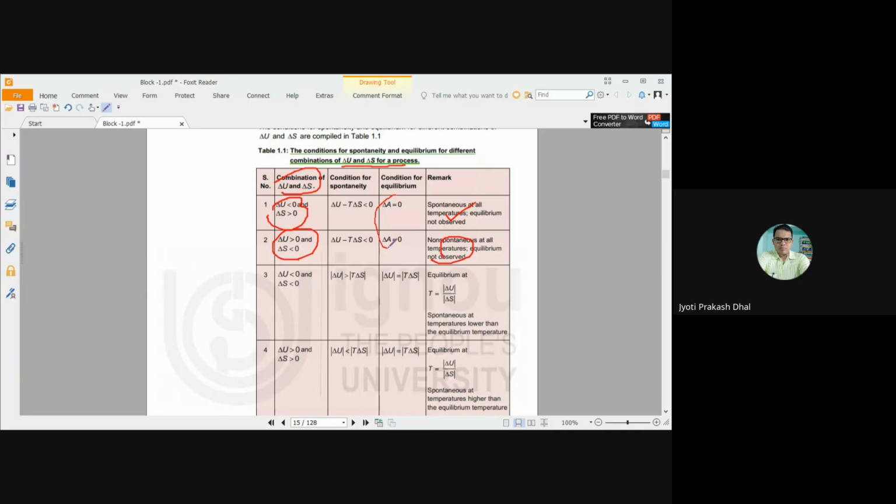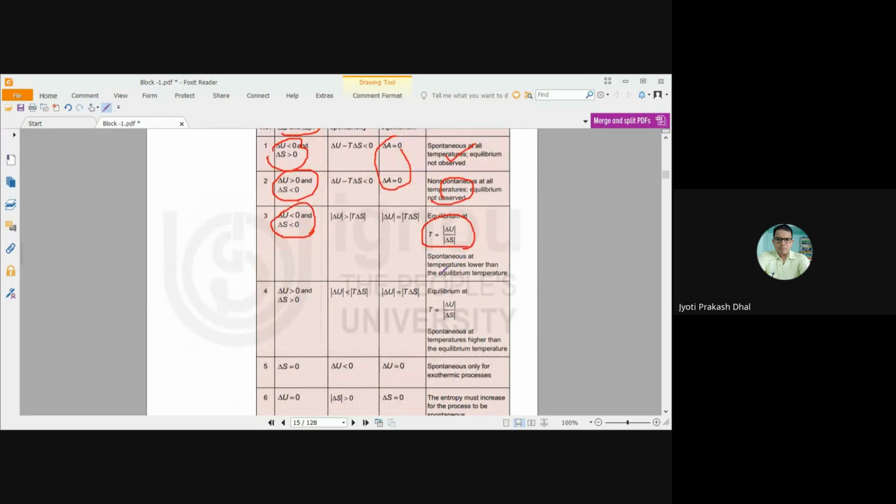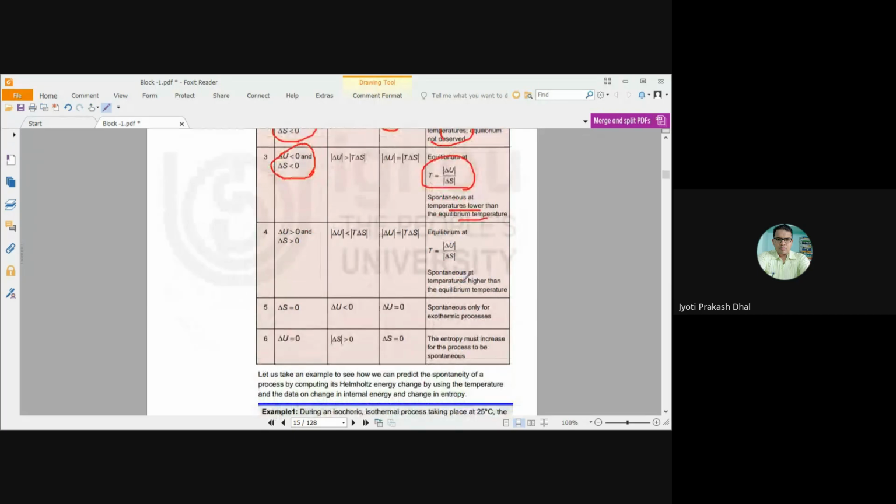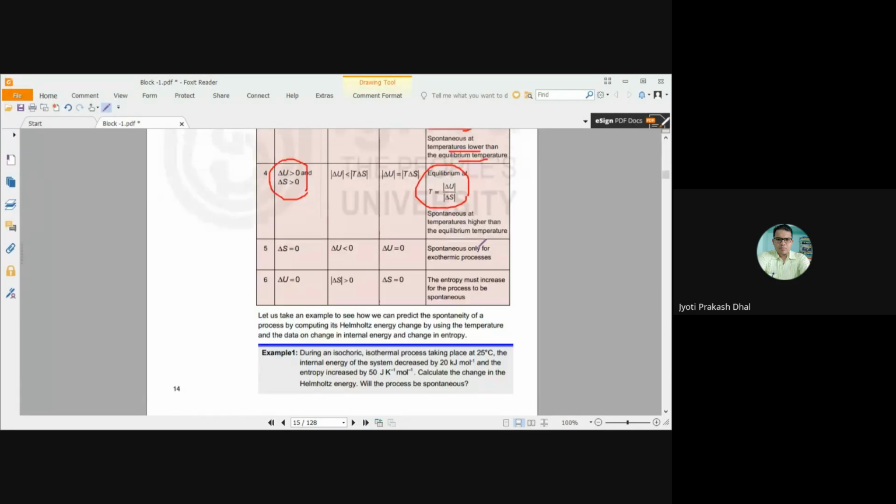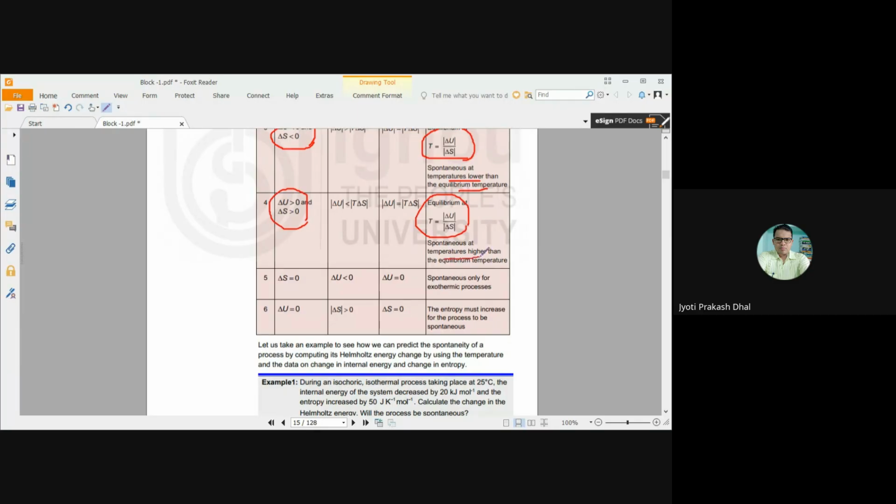So these are conditions of equilibrium, but this condition will not arise. In case 3, whatever we have discussed, del U is less than 0 and del S is less than 0. In that condition, the equilibrium temperature T equals magnitude of del U by magnitude of del S. The process will be spontaneous at temperatures lower than the equilibrium temperature. Similarly, in the next case, del U is greater than 0 and del S is greater than 0. Here the equilibrium temperature T equals magnitude of del U by magnitude of del S, and the process will be spontaneous at temperatures higher than the equilibrium temperature.